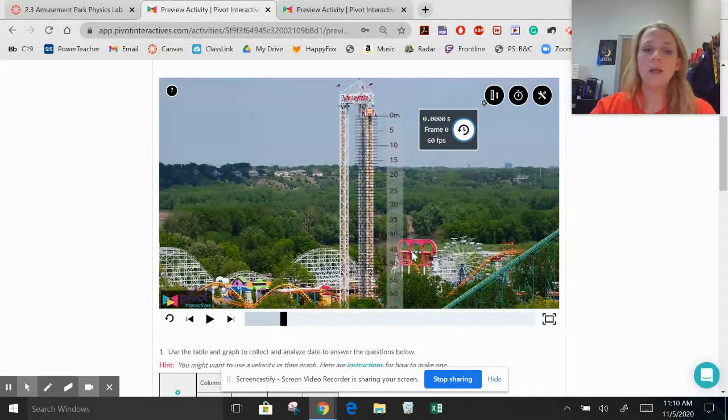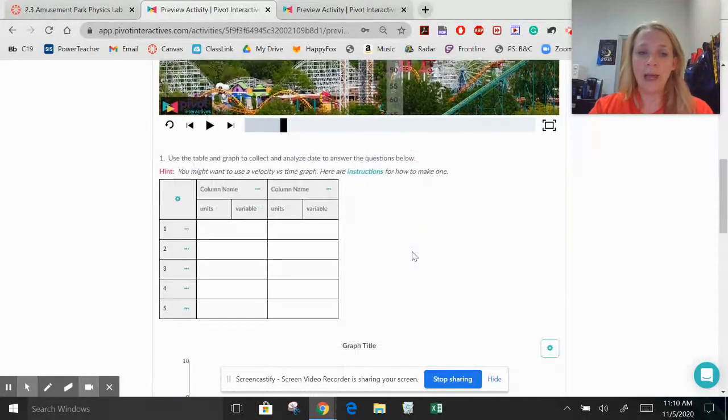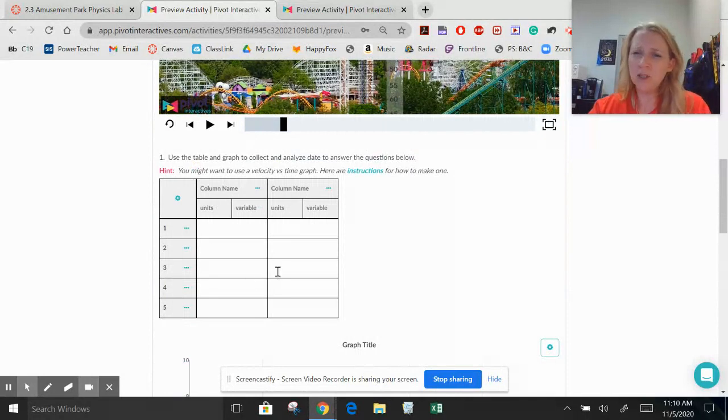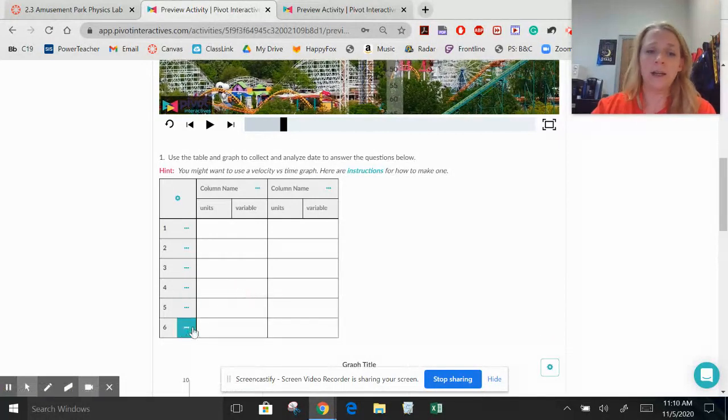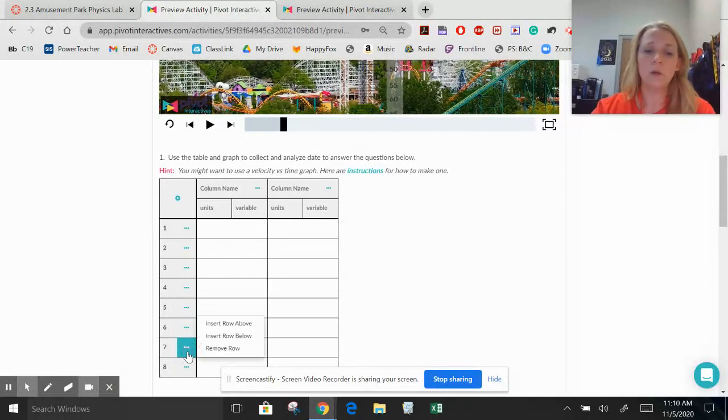Okay. So when I go down to my data table, notice you only have 5 points there. We definitely want more than 5 points. Aim for around 10 to 15, or however many you need to have on there. And again, if you click on the little dots right there, you can insert a row below. Okay. So we want to add at least 10 of those rows. 10 to 15 would be a good number.